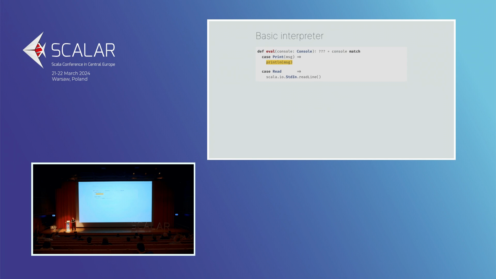Well, print evaluates to unit. Readline evaluates to string. And both these types evaluate to any, which is never a good type to manipulate. So we're going to want to fix that. And again, the fix for that specific problem is very well known. You just make console polymorphic.